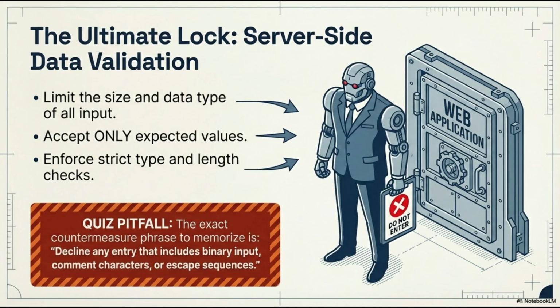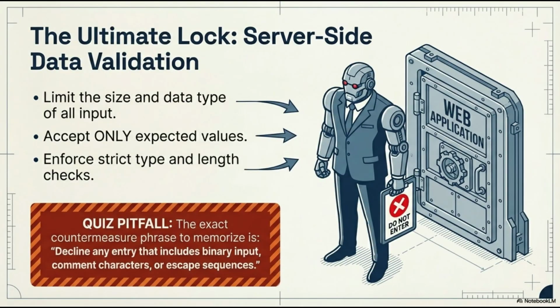Slide 11. The ultimate lock. Server-side data validation. Client-side validation is easily bypassed, therefore validation must occur on the server. The sources structure this into 3 distinct non-negotiable layers. The first layer is input size limits. By enforcing strict length constraints, such as limiting a U.S. zip code field to exactly 5 characters, you physically deprive the attacker of the space required to inject a lengthy executable command string.